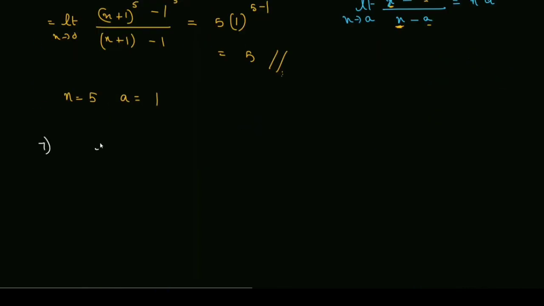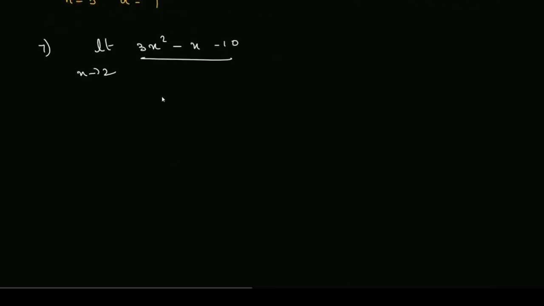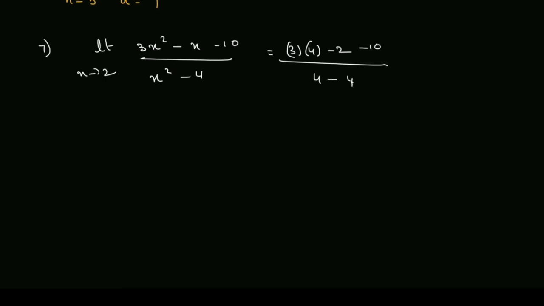Seventh one, limit x tends to 2, 3x square minus x minus 10 by x square minus 4. Okay, first step is you have to substitute straight away. Even though it is a rational function, just substitute. So 3 into 4 minus 2 minus 10 by 4 minus 4. So 12 minus 12, 0 by 0. This is indeterminate form.